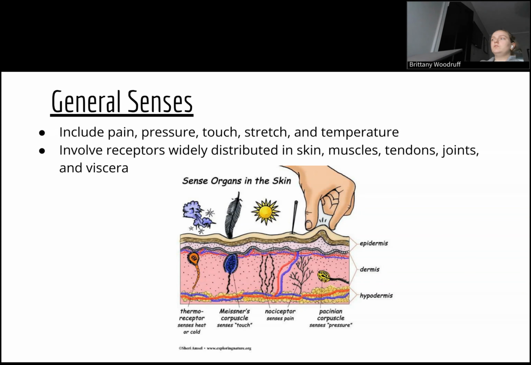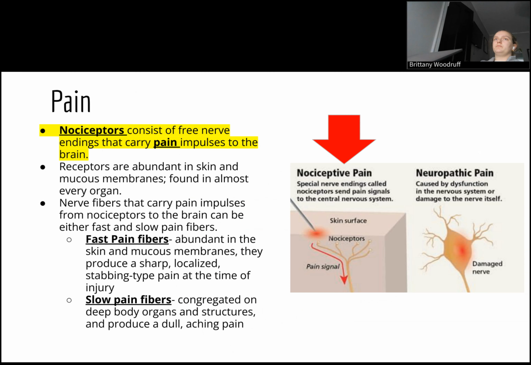Cool. So the first one that we are going to talk about, nociceptors. Okay, so pain. Now, when we talk about pain in this context, we are talking about nociceptive pain, meaning something that is coming in and being detected by these nociceptors. Neuropathic pain is something entirely different. Neuropathic pain is due to a damaged nerve. So something like sciatica. Sciatica is due to a damaged nerve. That is a neuropathic pain. Nociceptive pain would be something like burning your hand, stubbing your toe, stuff like that. All right.